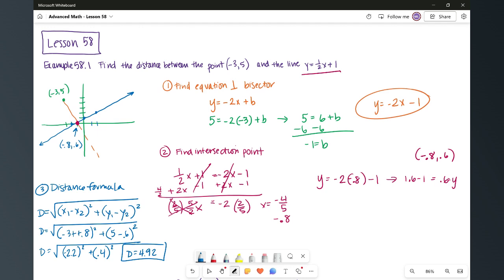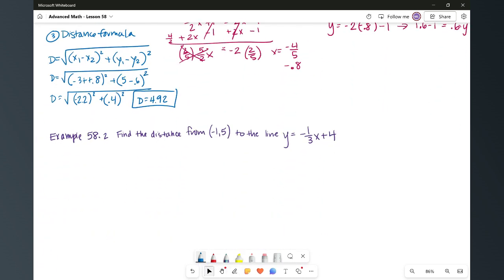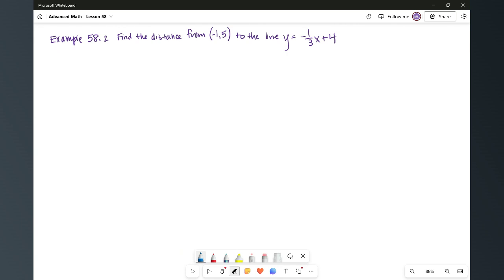Not too bad. All right, let's do one more example. When I do this one, if it helps for you to draw it, go for it. I'm going to do it without drawing it to show you that you can do it. So step 1 is the perpendicular line equation. Okay, we're finding the distance from negative 1, 5 to the line y equals negative 1/3 x plus 4.